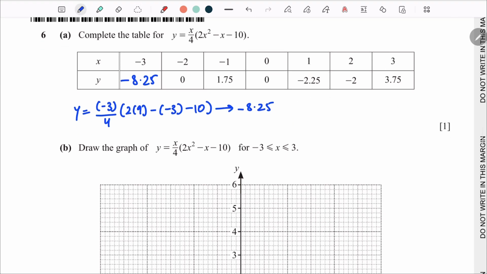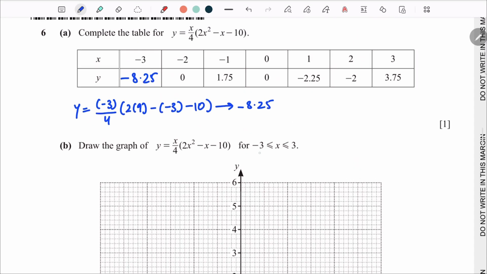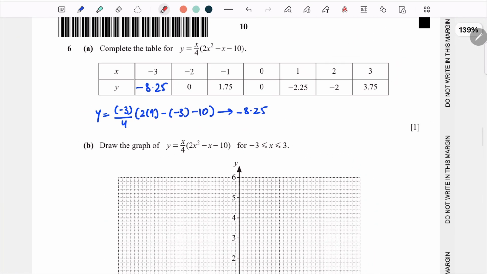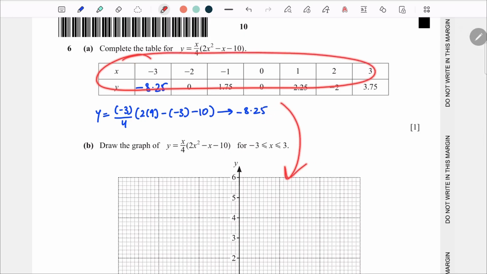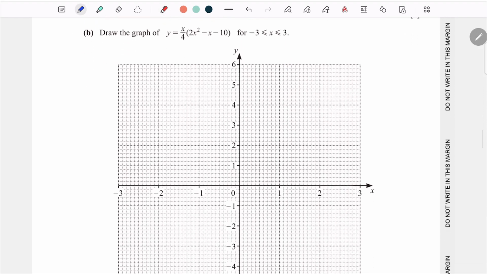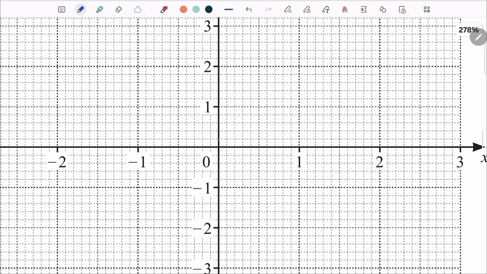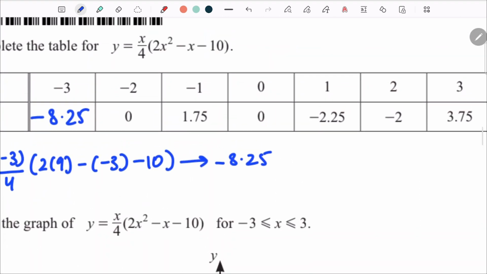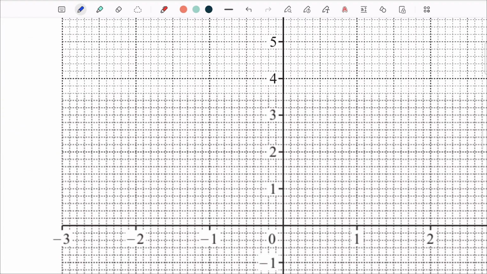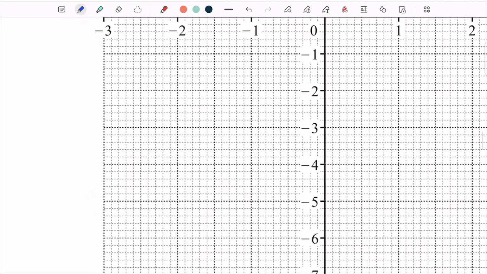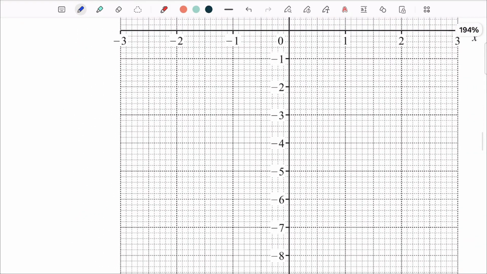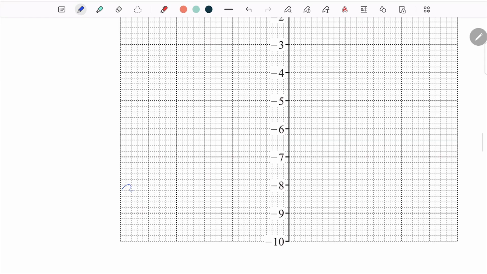Now in part B, it is telling me to draw the graph for all values between negative 3 and 3. So I'm going to plot all the values in this table onto the graph below. First I'm going to check the graph. One small box on the y-axis stands for 2, and one small box on the x-axis is for 1. So my first value is negative 3 and minus 8.25. 8.25 will be right over here.